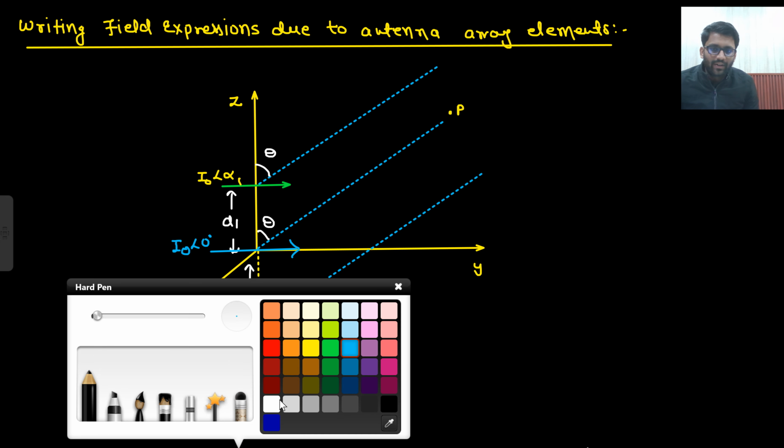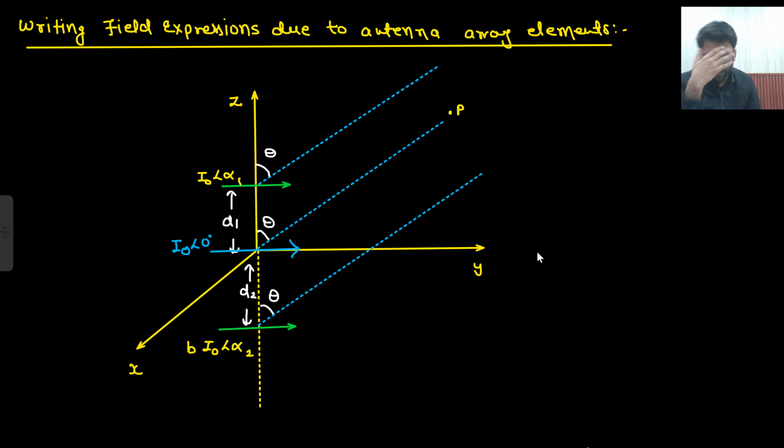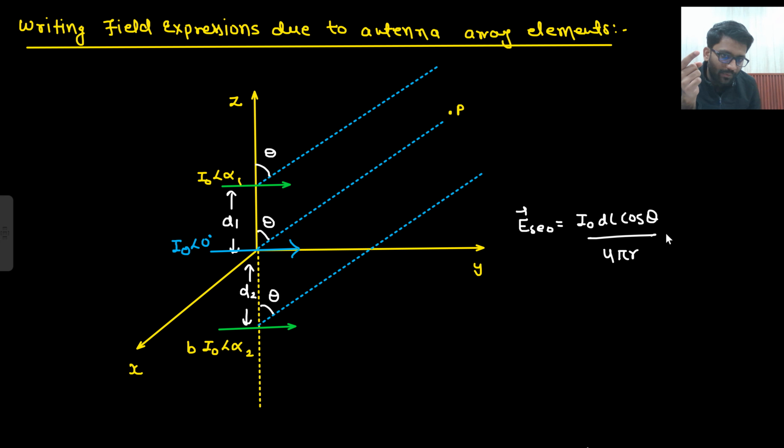So first I am gonna write down my E S O. That would be I naught dl cos theta. Why cos theta? Because this angle will be 90 minus theta, upon 4 pi r.